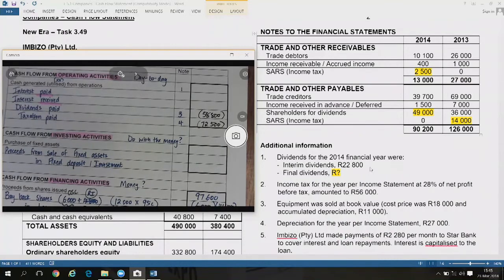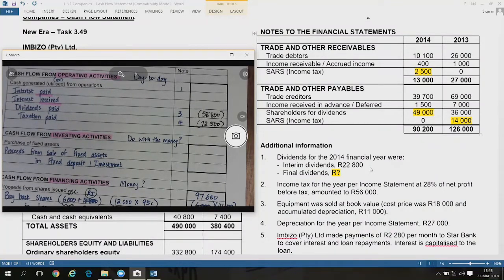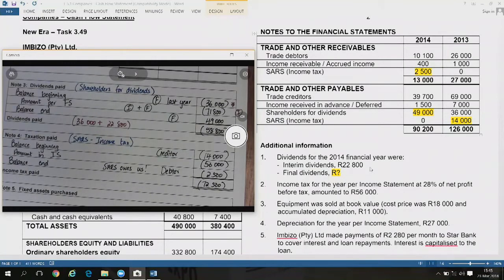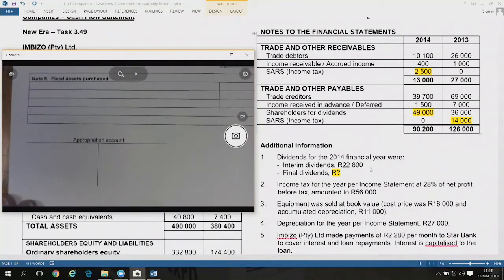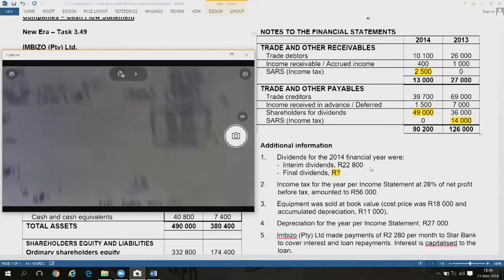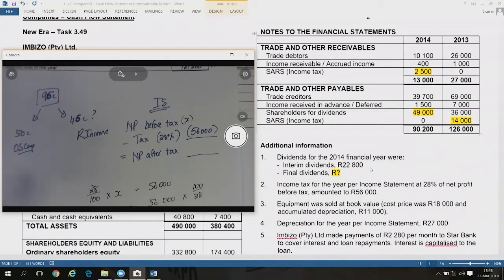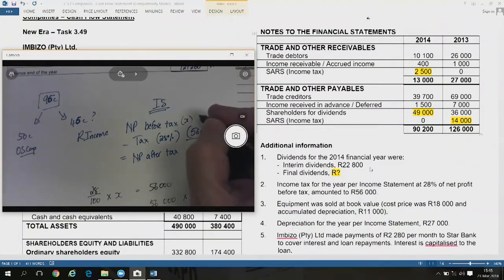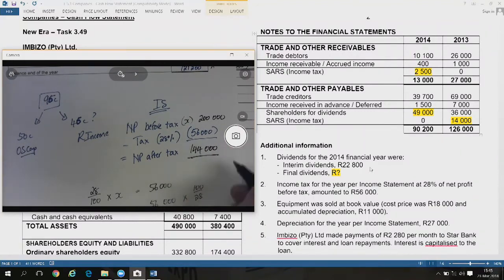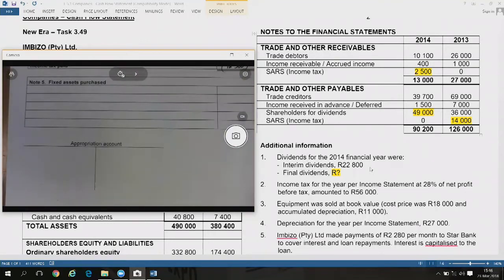I just want to show you that you can also use, before I go on, this appropriation account and quickly show you a few things. Remember we used the 28%. So before tax, it was 200,000. And after tax, it was 144,000. But you can also use the appropriation account. Let's quickly go to the appropriation account.